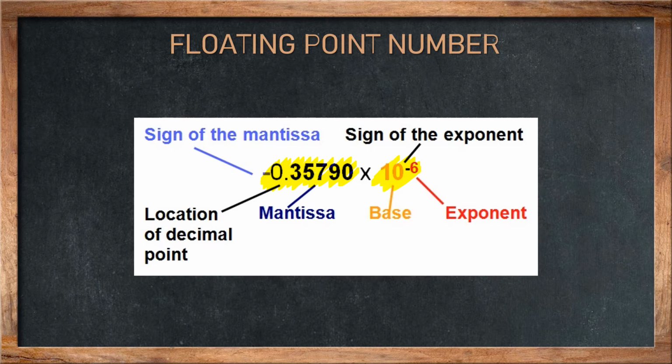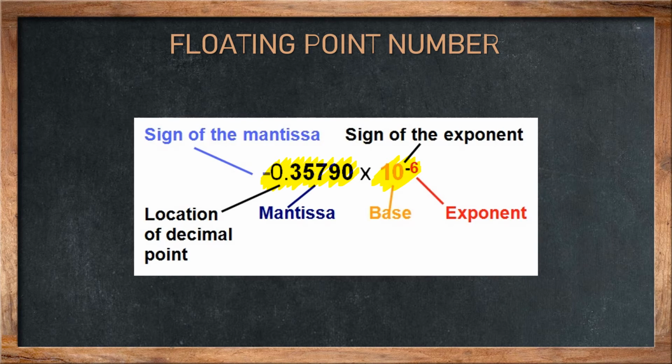But right now just understand that when we are talking about floating point number representation, your number should be in this format: 0.35790 multiplied by 10 raised to minus 6. Always you need a radix point or decimal point at this location, meaning before the decimal point you always have only one digit on the left side. This is called the scientific notation.